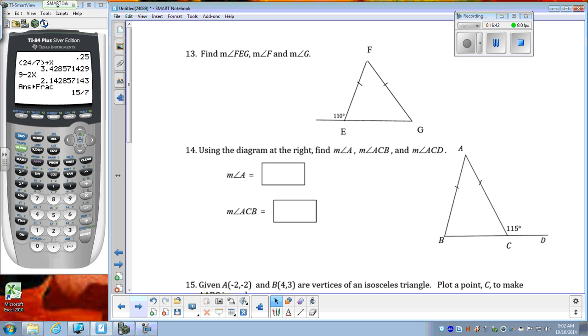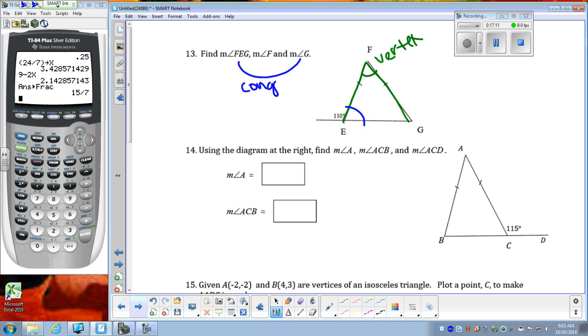Number 13. I'm looking for angle EFG, so this green angle, which would be my vertex angle, because EF is congruent to FG. Sorry, that's FEG. I need to find this angle, and then I need to find angle G. But I know that these two are going to be congruent because they're my base angles.